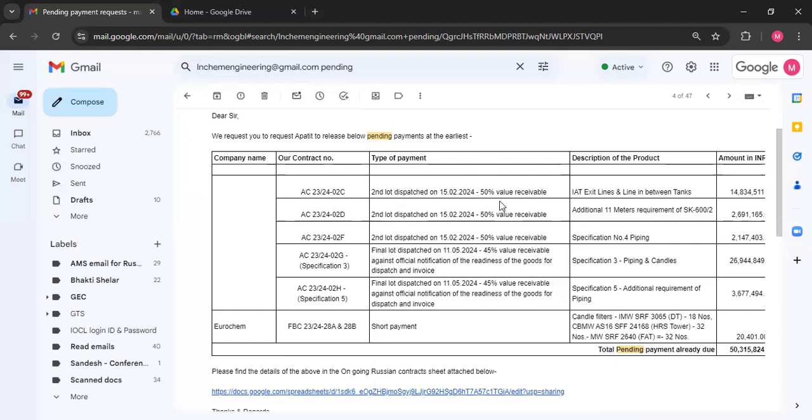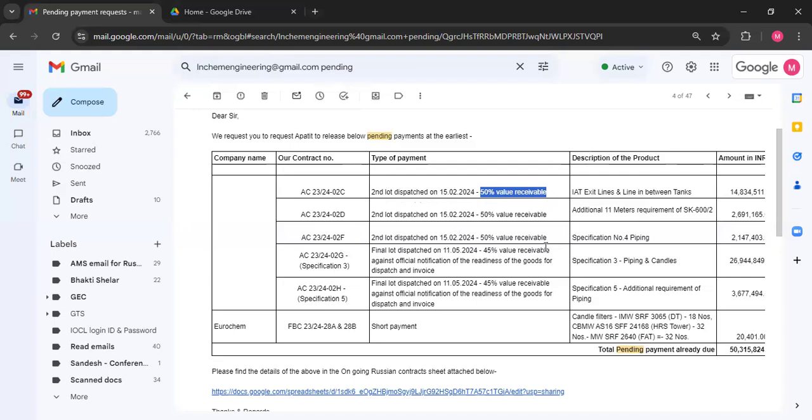Type of payment refers to what this payment is about. Ideally, which part of the payment term is this payment referring to, and what is this payment term against? For example, I've taken over here 0 to C, 0 to D, and 0 to F. These all orders were for piping of SK 602. So I've mentioned that these are the second lot piping dispatched on which date, and I'm mentioning the payment term, like 50% value receivable.